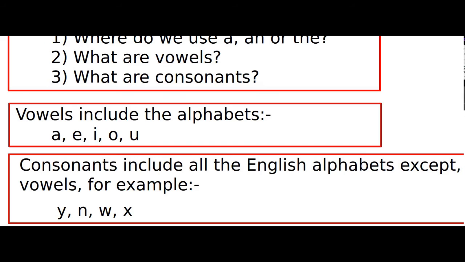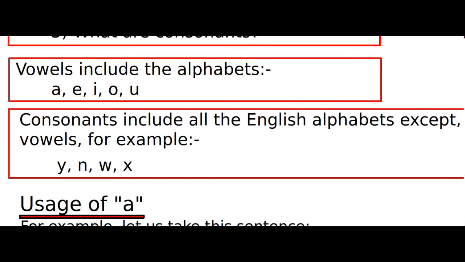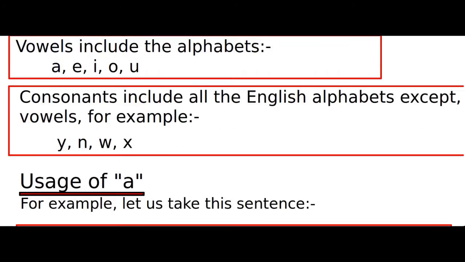So friends, have you heard of vowels? Vowels include the English alphabets A, E, I, O, U, whereas consonants include all the English alphabets except vowels. For example, Y, N, W or X. Okay friends, so where do we put a, an or the, or where do we use a, an or the? Now let's come to the usage.